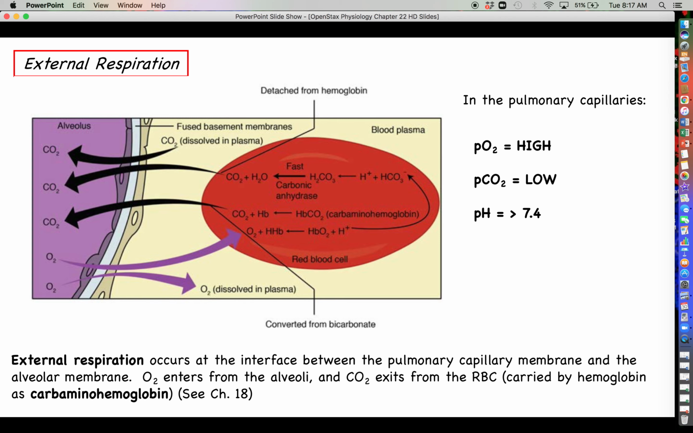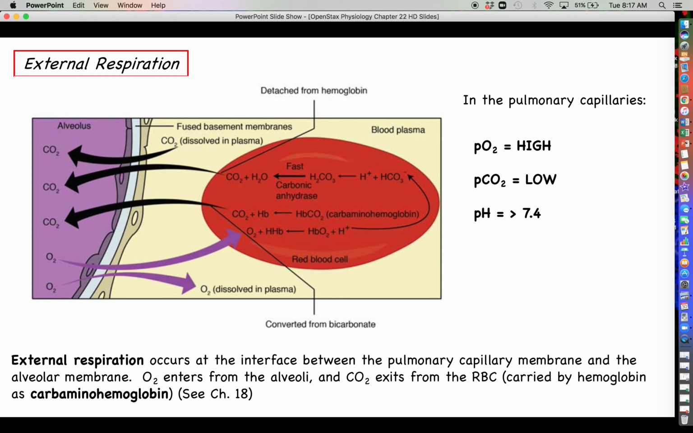So this external respiration occurs at the interface between the pulmonary capillary membrane and the alveolar membrane, as we've seen earlier in this chapter. Oxygen flows down its concentration gradient from the alveoli, and carbon dioxide exits from the red blood cell. And you might remember from a previous chapter, I think it was chapter 18, carbon dioxide can be carried around by red blood cells in the form of what is called carbaminohemoglobin.